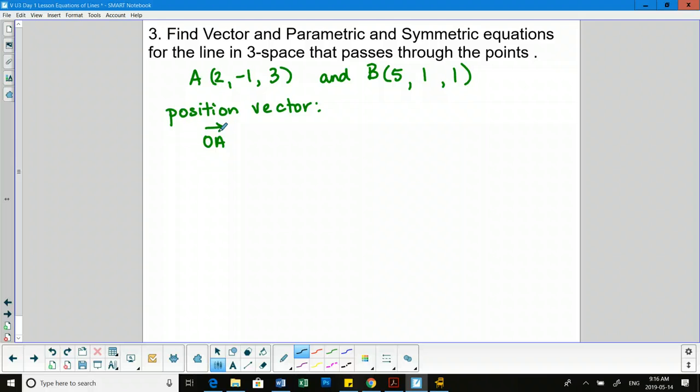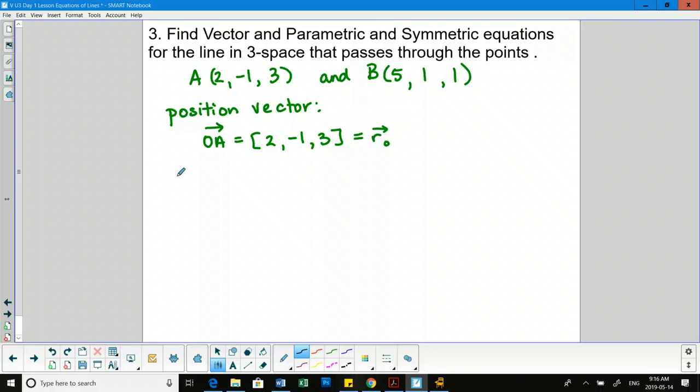It's from the point 0, 0, 0 out to a point on the line. We know 2 points on the line. We can do OA or OB. And we know OA is essentially just the vector made from point A. That's going to be our position vector. So we usually call that r initial or r naught.